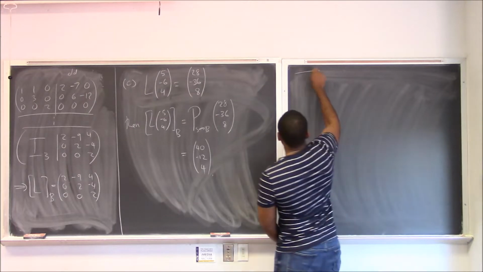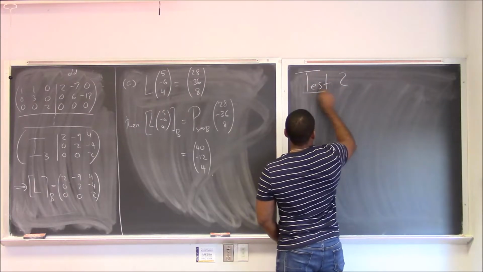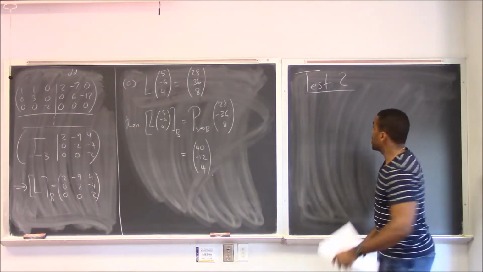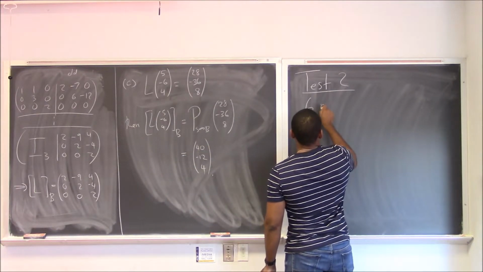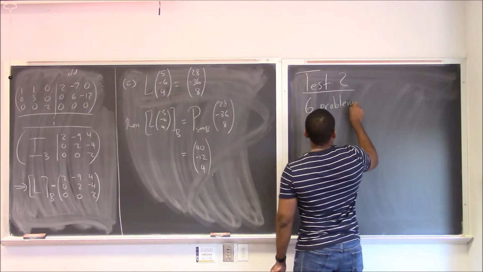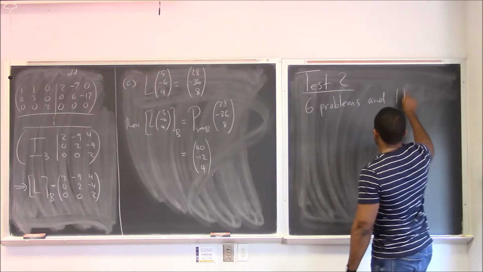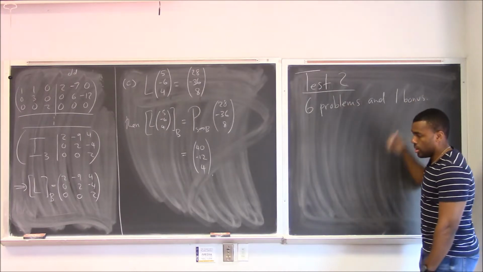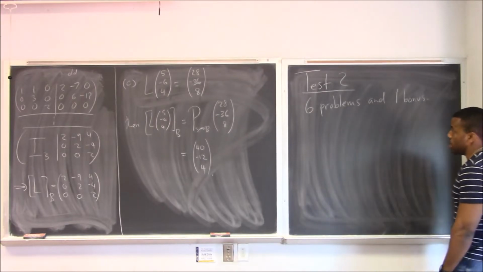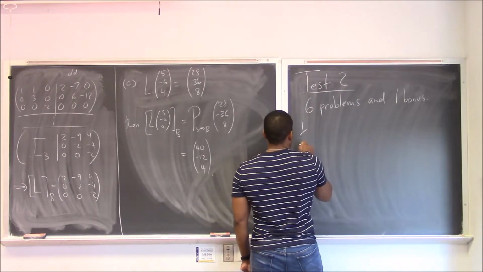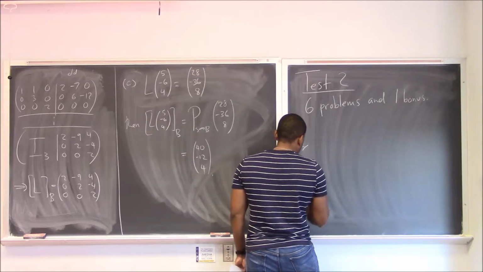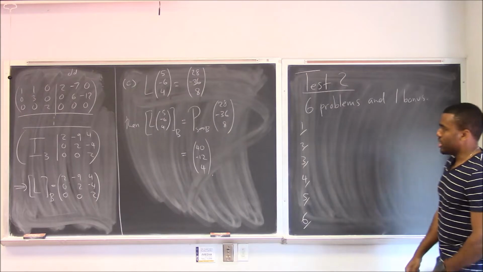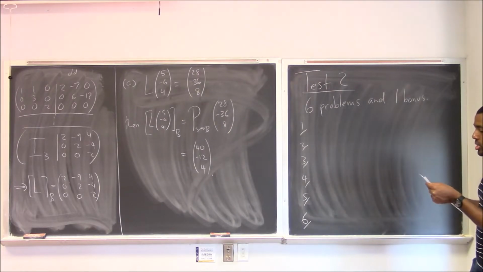Speaking of test 2, a little bit more housekeeping. Let's talk about what that's going to look like. Again, 6 problems and 1 bonus. So 6 that you have to do, and there will be an additional bonus problem that is optional. Here are the kinds of things that you should be expected to do. Hopefully you've already been studying, but make sure that you focus on these and you know how to do this.